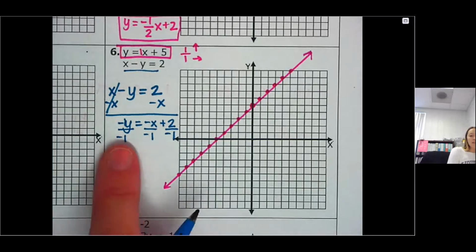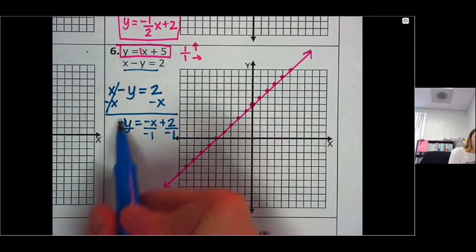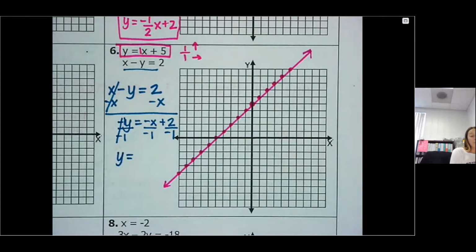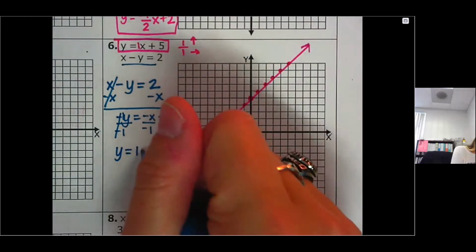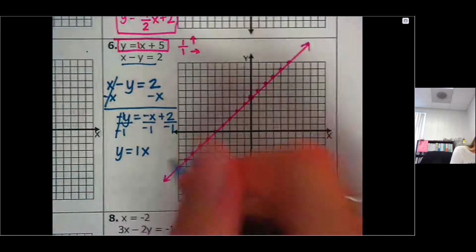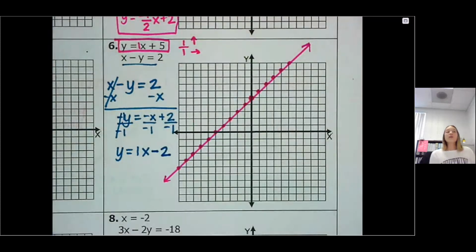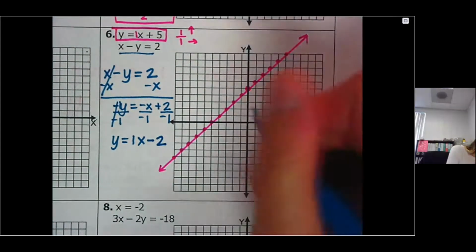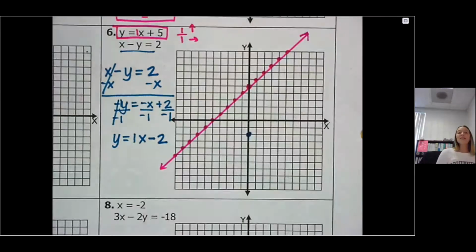So my negatives on the left cancel out. You get y equals positive x. If you want to put a 1 in front of it, put a 1 in front of it. And then what is 2 divided by negative 1? Negative 2. So now when I go to graph this, where do I start? Down 2. And then what's my slope? Up 1 to the right 1. Up 1 to the right 1.